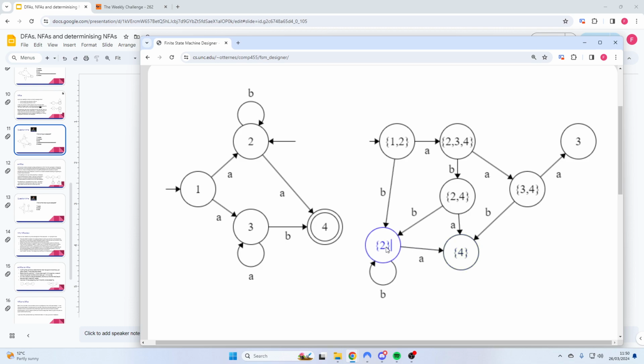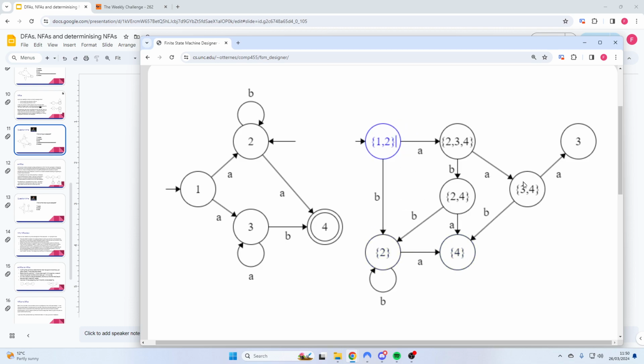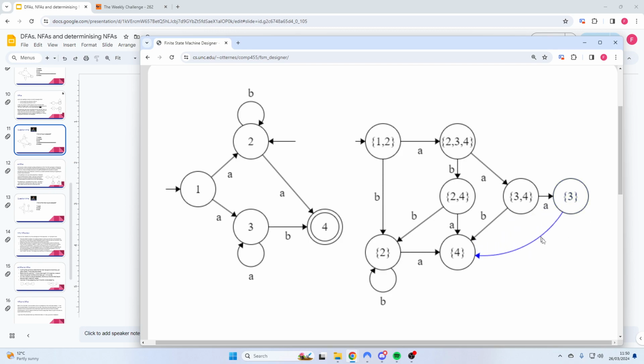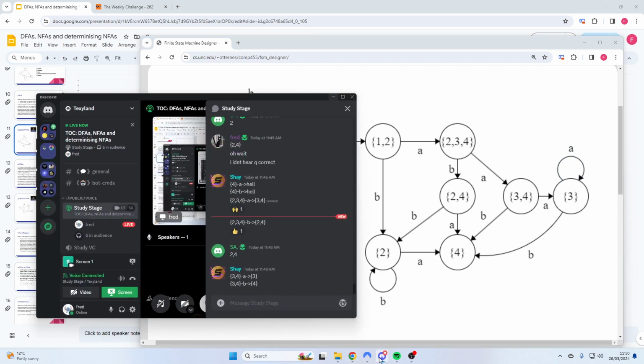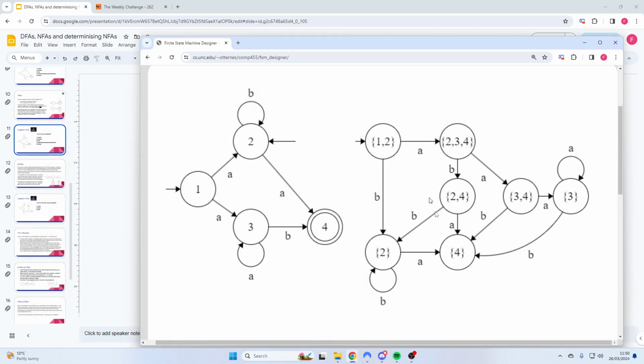Okay. And then finally we need to consider A and B from 3. B goes into 4. Sorry, I don't know why I can't draw an arrow. There. B would go into 4. A goes into itself. Have I made any mistakes here? But I think this is the full thing. From every state, we've had A and B coming out of it, and we've correctly handled it.